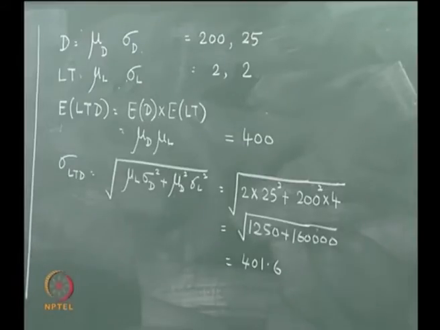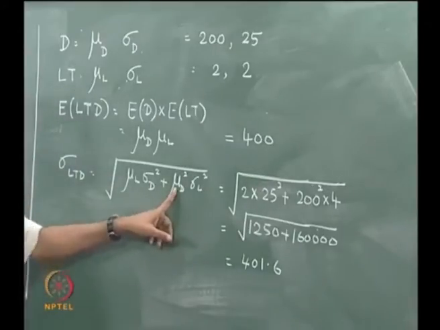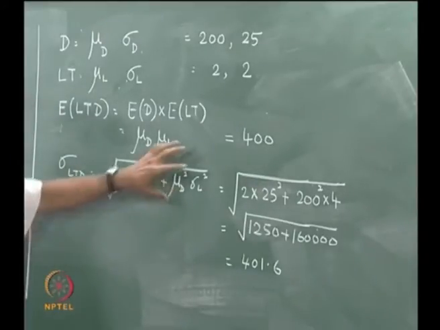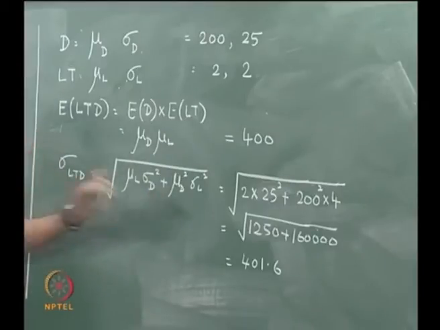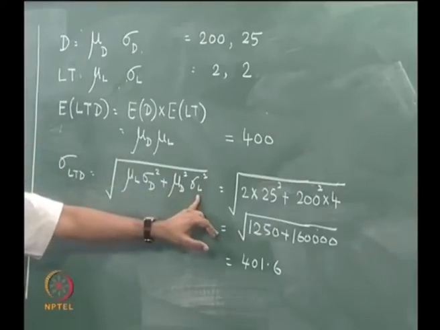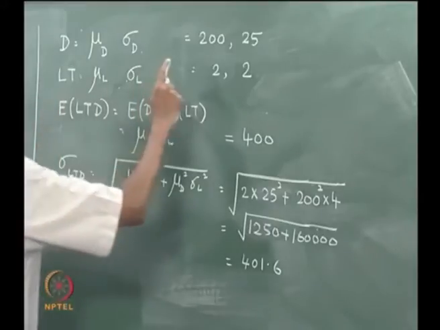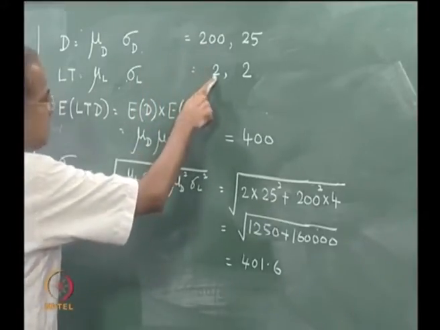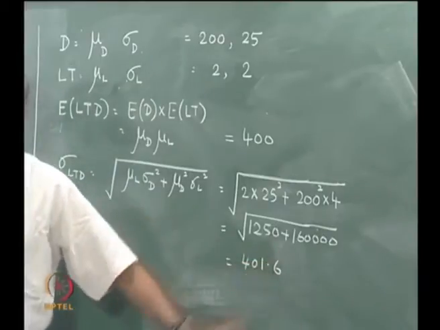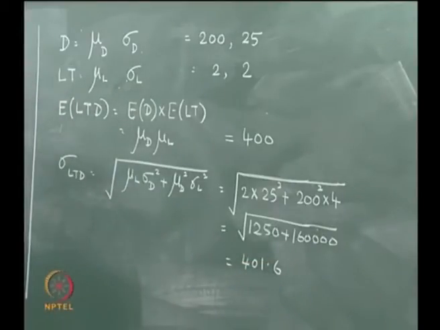So standard deviation is given by the formula root over mu L into sigma d square plus mu d square into sigma L square. So we do have this mu d square term that keeps coming in. So this is roughly of the order of mu d into sigma L. So our mu d is of the order of 200, sigma L is of the order of 2. So this is of the order of 2 into 200, which is 400. So the standard deviation of lead time demand becomes 401.6 in this case.